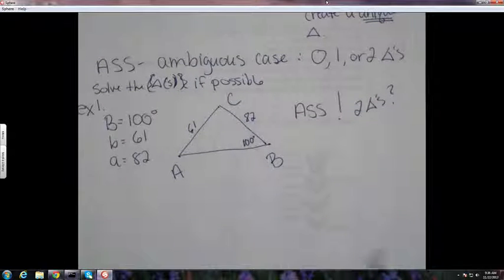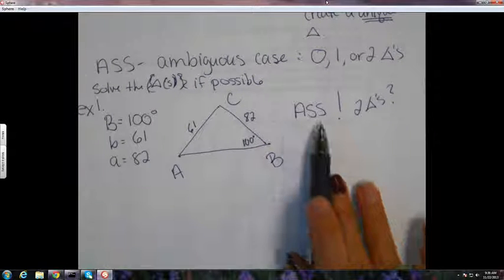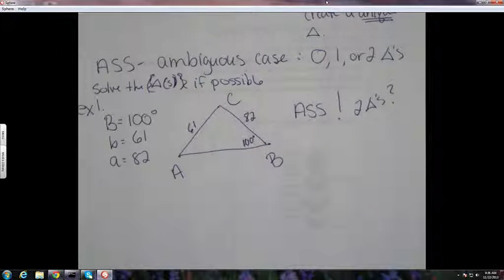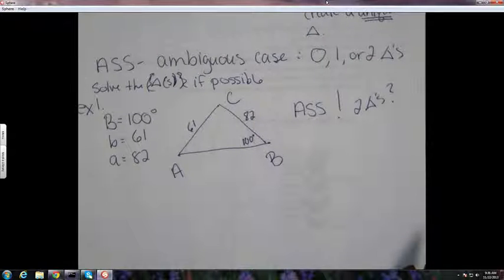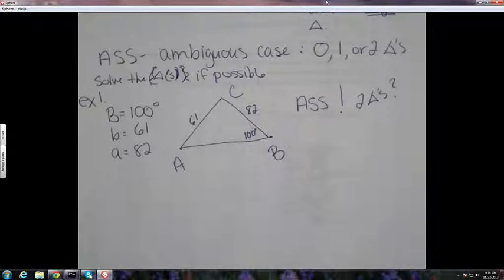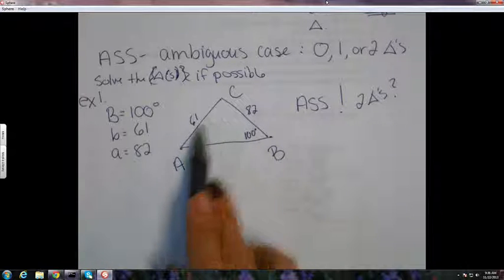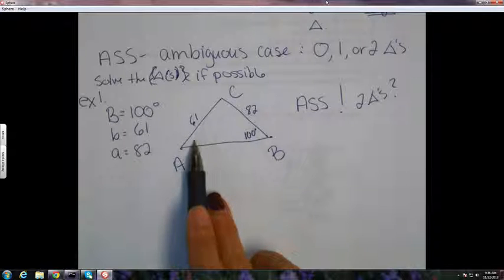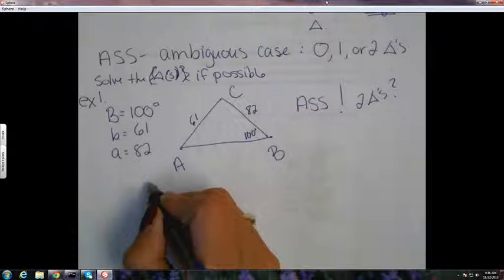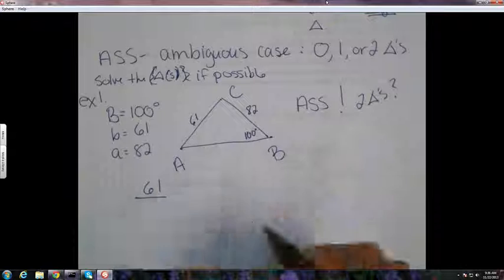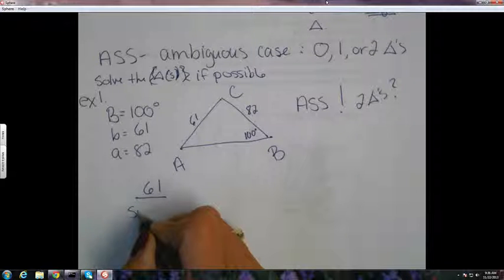Alright, so we're going to start with law of sines. We can solve a triangle with law of sines if I have angle side side. We'll start with at least one triangle. So what proportion can I set up? I've got a side and an angle, I can't find the other two angles, so I have to start with some trig. I'm going to set up 61 over the sine of 100.